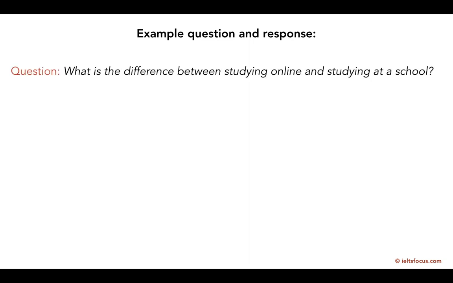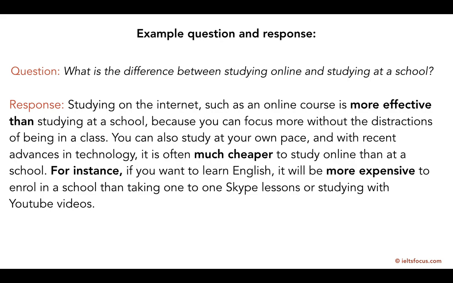What's the difference between studying online and studying at a school, like a language school, for example? So studying on the internet, such as an online course, is more effective than studying at a school because you can focus more without the distractions of being in a class. You can also study at your own pace. And with recent advances in technology, it's often much cheaper to study online than at school, for example, a language school. For instance, if you want to learn English, it will be more expensive to enroll in a school than taking one-to-one Skype lessons or studying with YouTube videos.